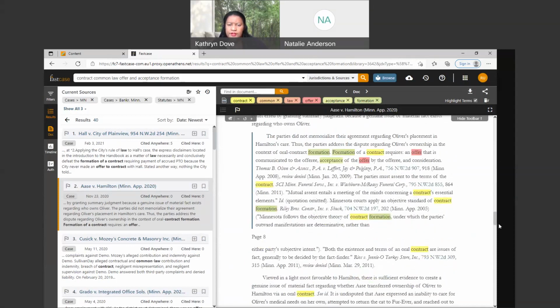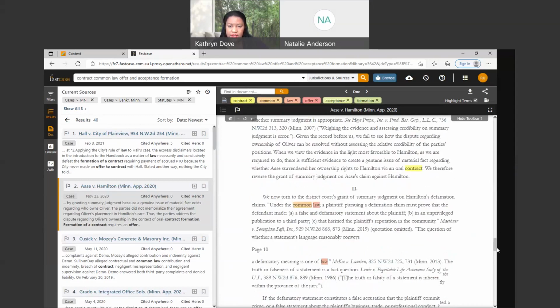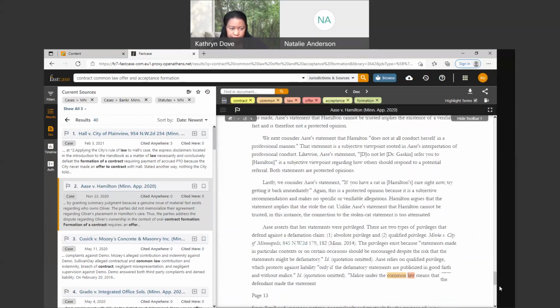Okay. The parties did not memorialize the agreement regarding Oliver's placement in Hamilton's care. Formation of a contract requires an offer that's communicated, acceptance of the offer, and consideration. So this is actually a very good case to cite because there's a central discussion about whether an oral contract was formed. The court is citing to the traditional principles of offer, acceptance, and consideration. So I would consider this to be a very good case to cite for your Module 3 assignment.